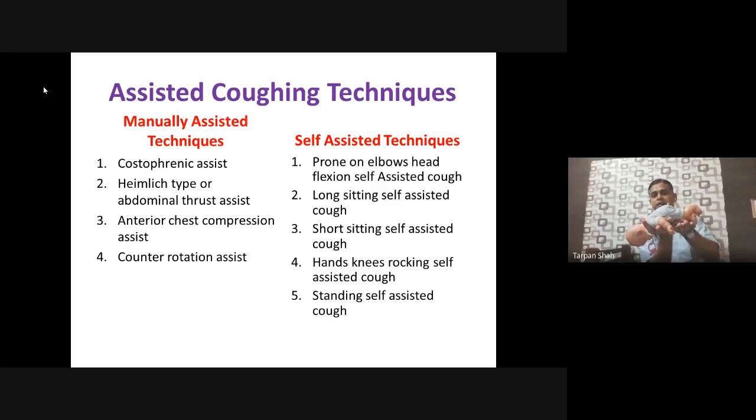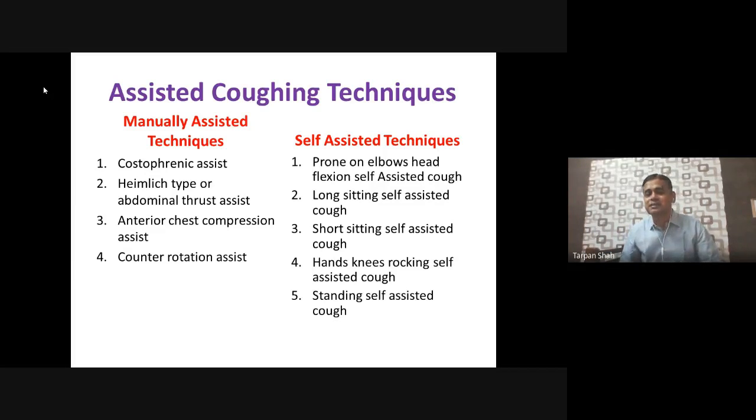That means you are tilting the baby, and in between the two blades of the scapula, you have to provide a back slap 5 times: 1, 2, 3, 4, and 5. So first with the help of gravity, and second with the help of the maneuver which you have performed, if anything is obstructing, it will come out. So this is what you can perform in the neonates and the infants.